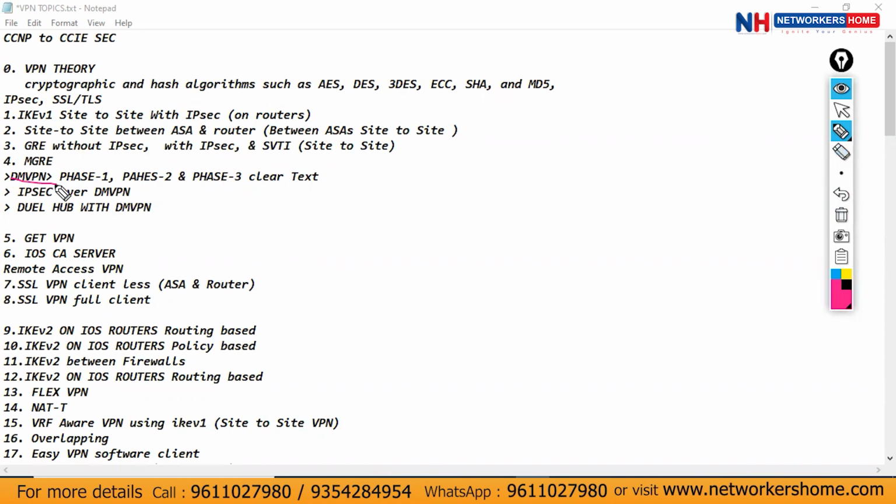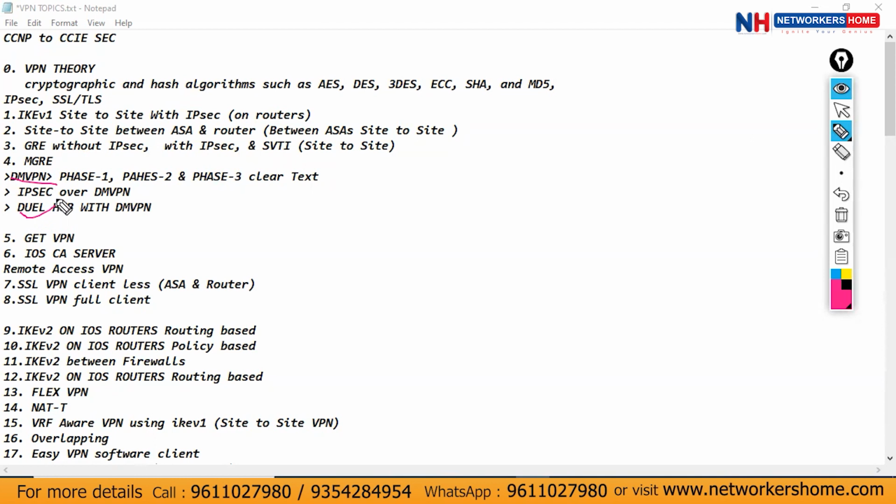What if one hub goes down? What if the one server goes down? Then all the clients' information will not be present, right? So for backup purposes, I can have a dual hub. So dual hub communication in DMVPN. It's not HA.